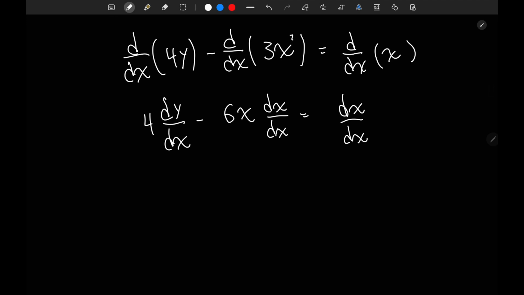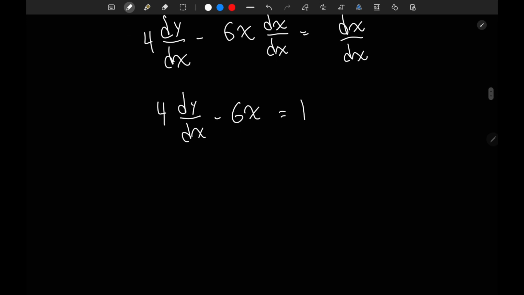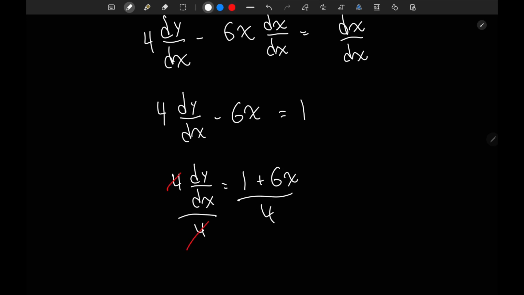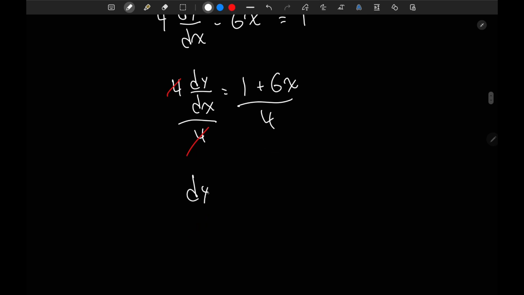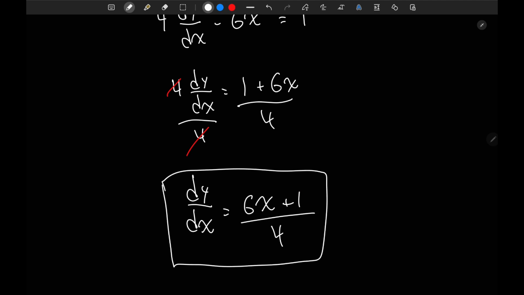Now we can simplify up our dx. So we have 4 dy/dx minus 6x is equal to 1. And now we just isolate for dy/dx. So we have 4 dy/dx is equal to 1 plus 6x. Divide each side by 4. And we're left with dy/dx is equal to, let's write it as (6x plus 1) over 4. And there we have it, we're done.